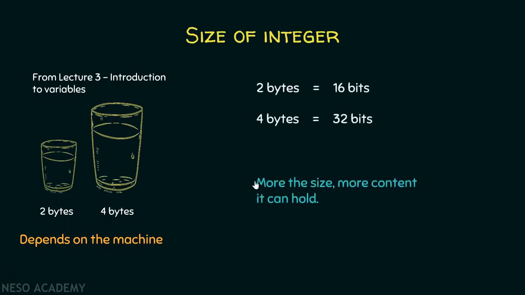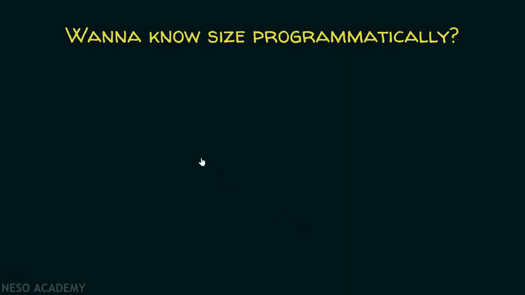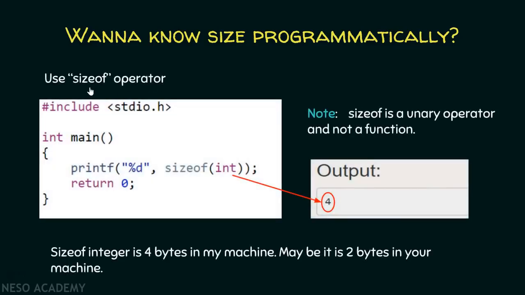are working with. As we know, 1 byte is equal to 8 bits, therefore 2 bytes is equal to 16 bits and 4 bytes is equal to 32 bits. The more the size, the more content it can hold. Obviously, if you want to know the size of integer programmatically, then you can do so by using the sizeof operator.